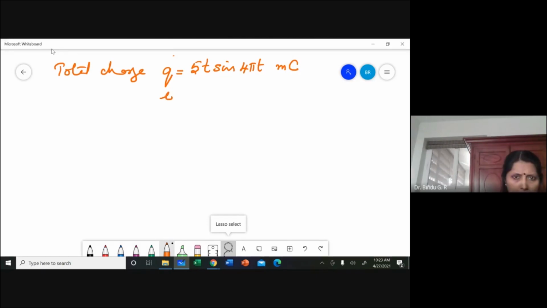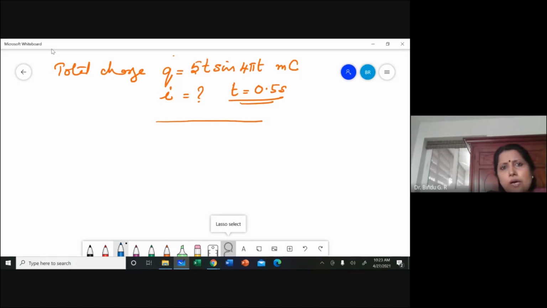Calculate the current at time t equals 0.5 seconds. You are given the value of Q, you are given the value of I. You know that this is the equation governing: I is equal to dq by dt. So let me find out I.